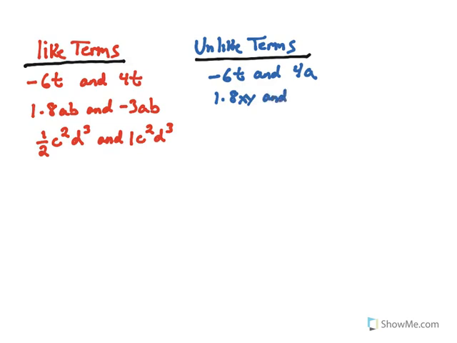You can have 1.8xy and negative 3x. Again, they both have x, but one of them is missing the y. The negative 3x doesn't have the y. So those are different. One different variable can make it a different term entirely. Like terms have the same letters in each term. If one differs, then it's not considered a like term.